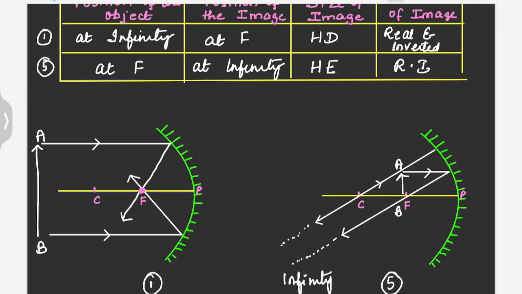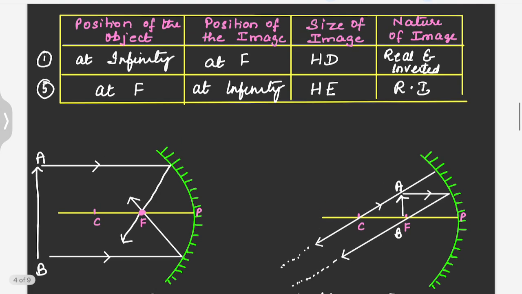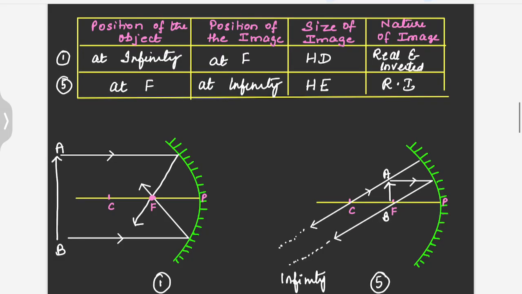So this is the second ray diagram. Already we have written the position of the object. See here, the position of the object is F. Position of the image is at infinity. At infinity the image is formed. And the size of the image is highly enlarged. A very big image will be formed. And you can see here the nature of the image is real and inverted. It is real because it is formed in front of the mirror, and it will be inverted.